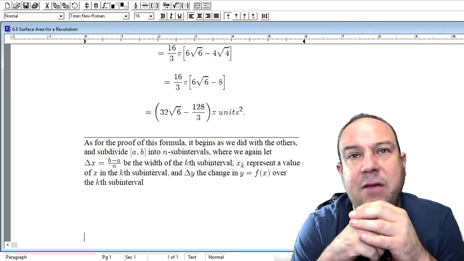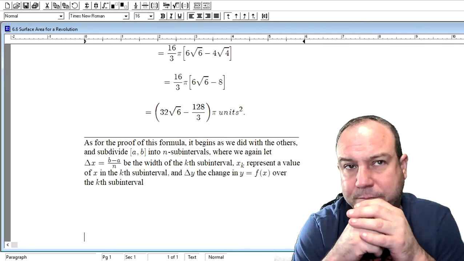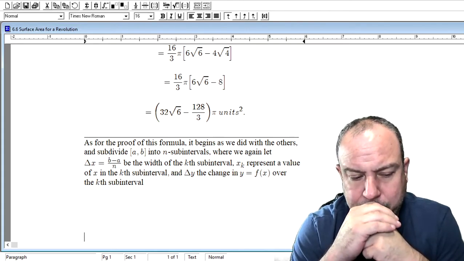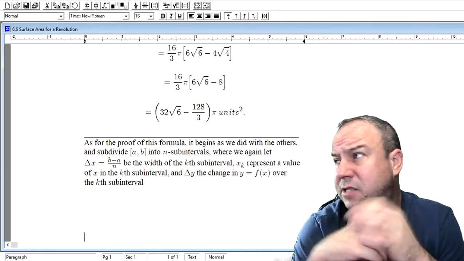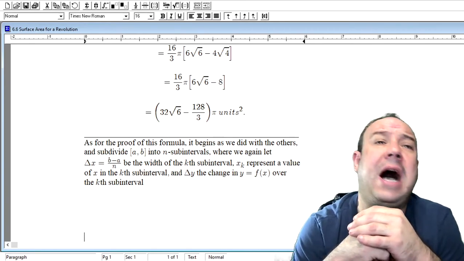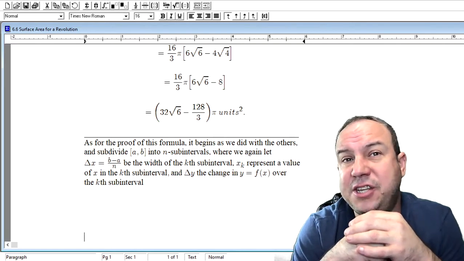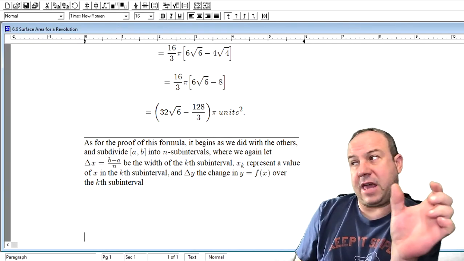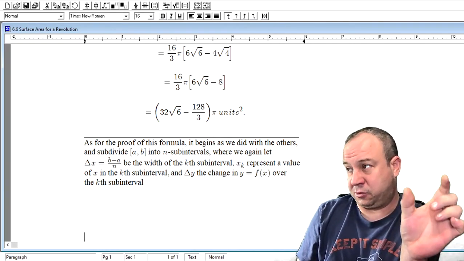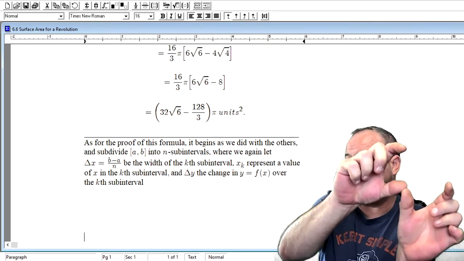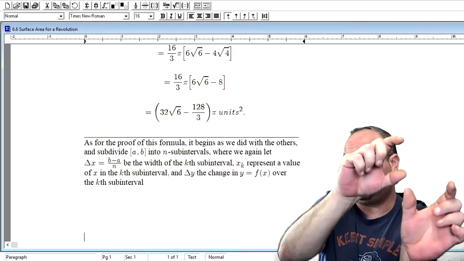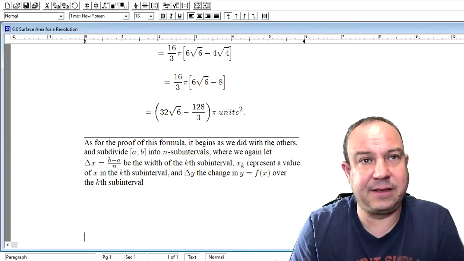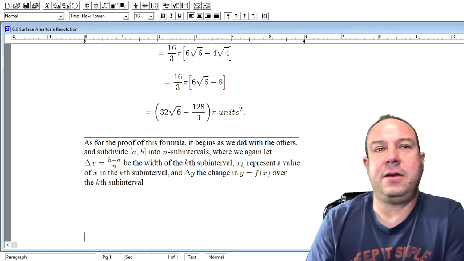And we're going to let x sub k represent a value of x in the k-th subinterval. We're going to need that in our calculation. And a lot like the case for arc length, we're going to also need to take note of delta y. Delta y, again, is that change in y equal to f of x over that k-th subinterval. Over that k-th subinterval, x is going to change by its width, and y is going to change so much graphically. Delta y is the amount of change that corresponds to this change along x on the k-th subinterval. We're going to let delta y be that quantity.